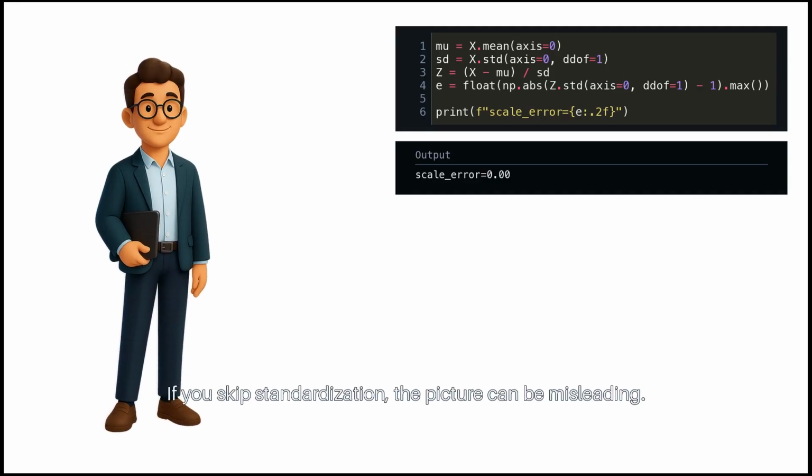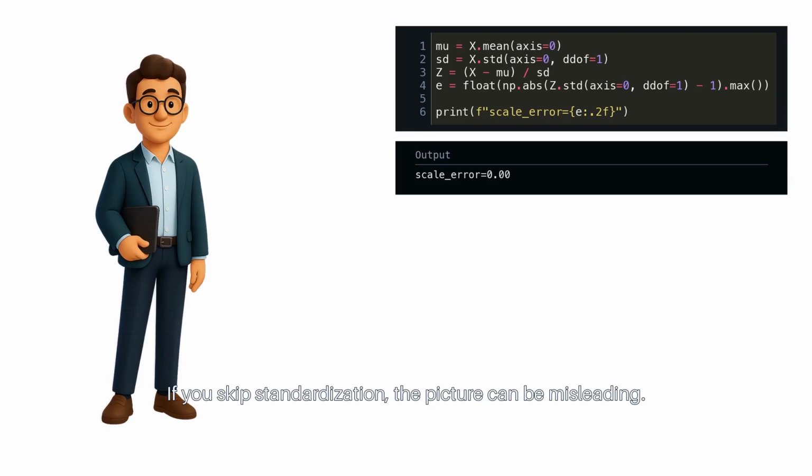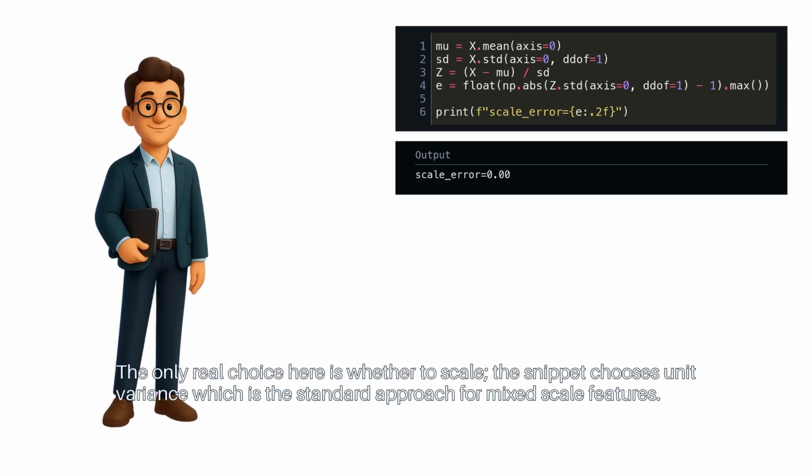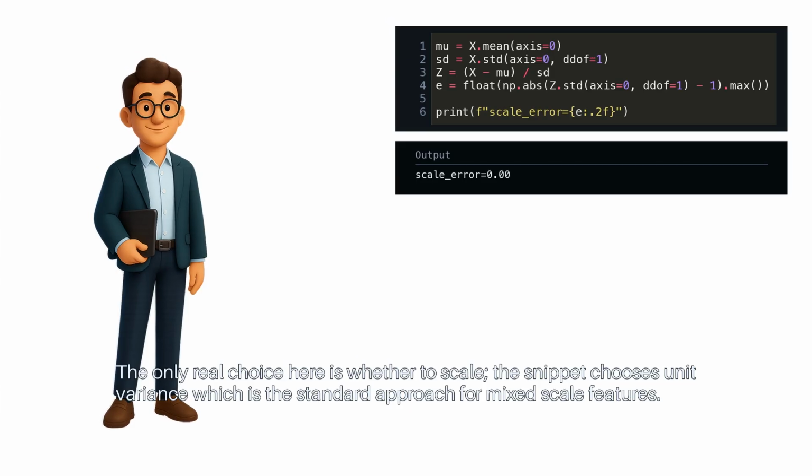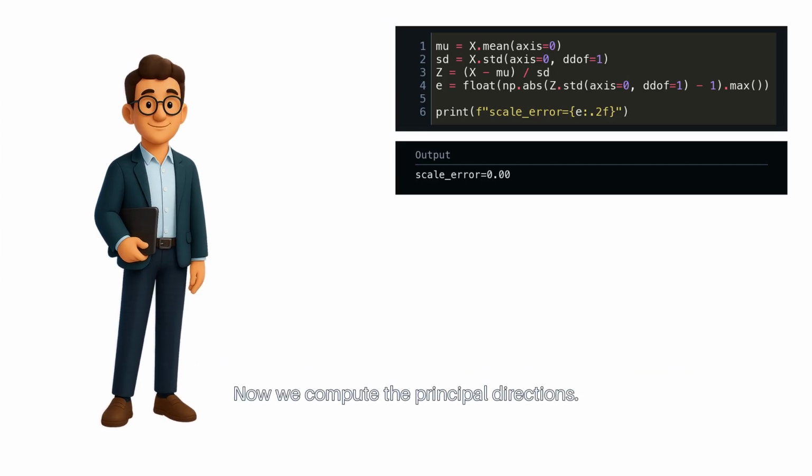If you skip standardization, the picture can be misleading. The only real choice here is whether to scale. The snippet chooses unit variance, which is the standard approach for mixed-scale features. Now we compute the principal directions.